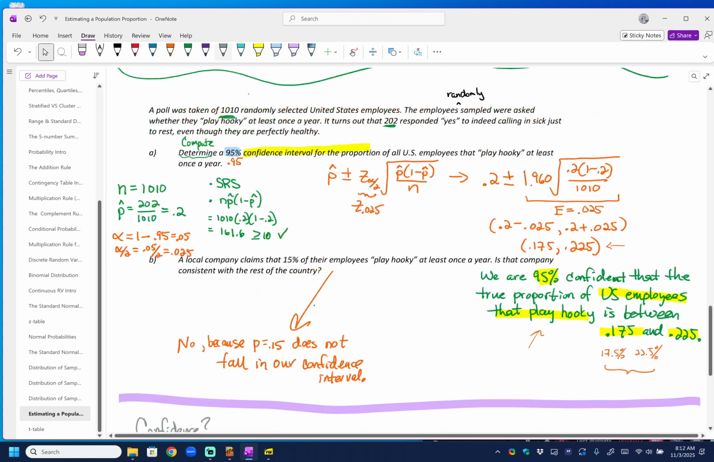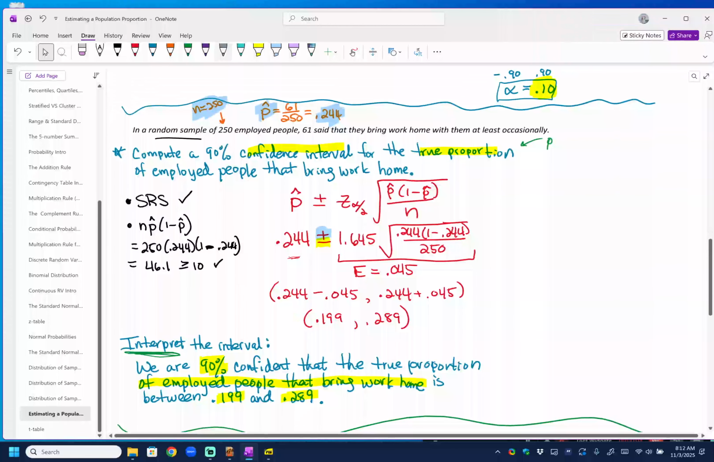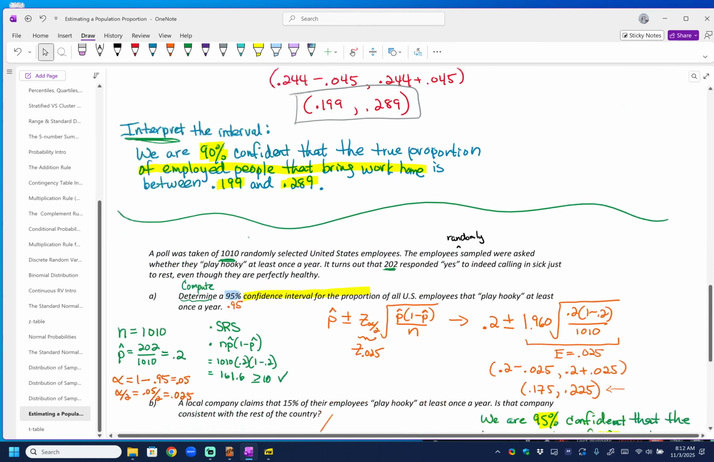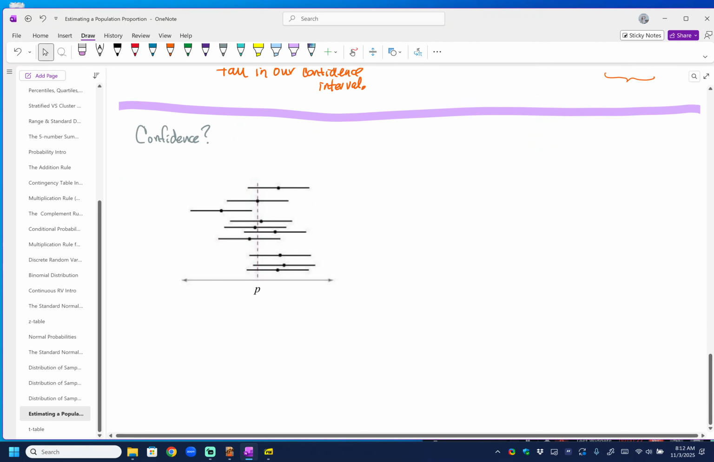Let's go back to the problem, where it said in a random sample of 250 employed people, 61 said they bring work home with them at least occasionally. Remember, we did all the work for this, and we eventually settled on an interval of 0.199 to 0.289 for the proportion who bring work home. Remember, this is one interval computed from one sample.